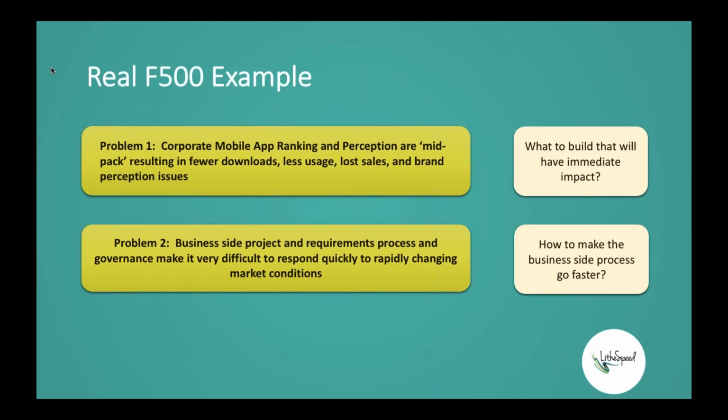And then we have a delivery problem down below. And that is the business side of all the project funding and approval and requirements and governance and all of that stuff make it very difficult to respond quickly to this situation. So I've got a situation that's come up. New market research has come out. Our mobile app is mid-pack. We're concerned by how that makes us look in the marketplace, but our internal governance and project management and business side and funding doesn't really allow us to address this quickly. So how do we attack both of these problems, if you will?